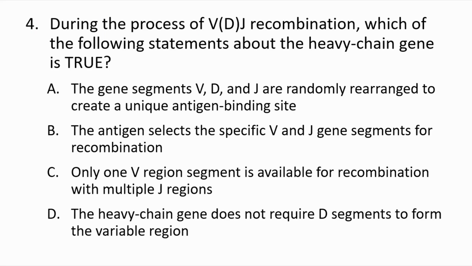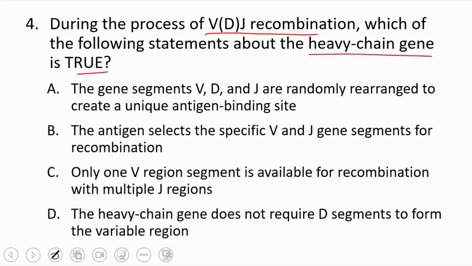Okay, fourth question. During the process of VDJ recombination, which of the following statements about the heavy chain gene is true? So it is during VDJ recombination, or diversity generation, and the heavy chain gene. Okay, the gene segments V, D, and J are randomly rearranged to create a unique antigen binding site. So they are randomly selected to create a unique antigen binding site for the variable region. This seems to be true.